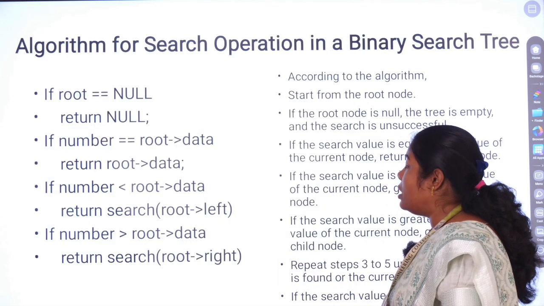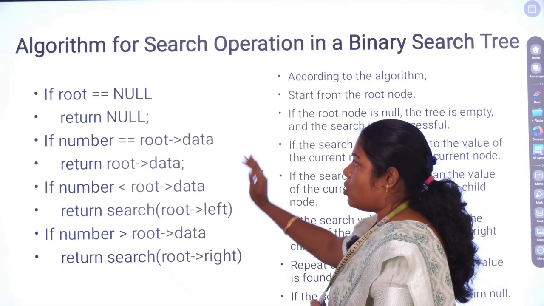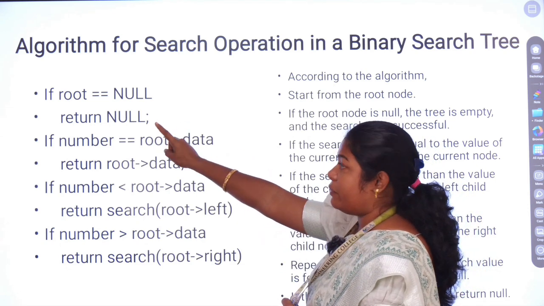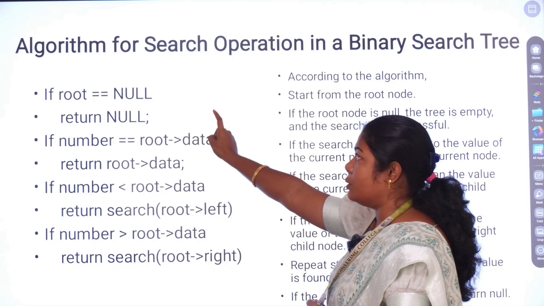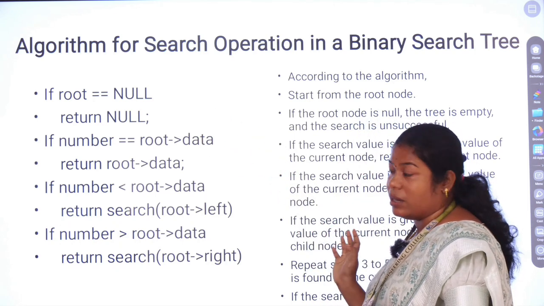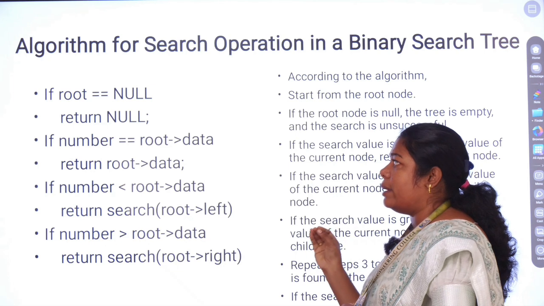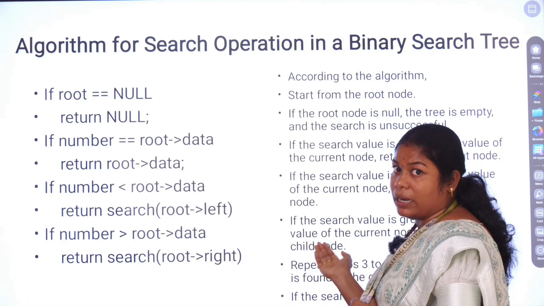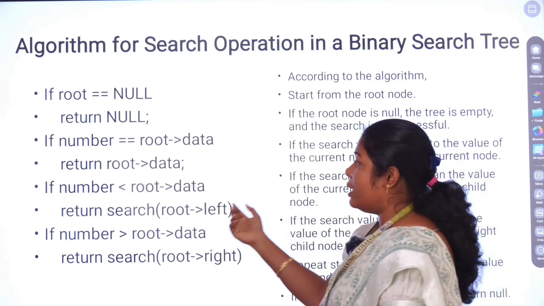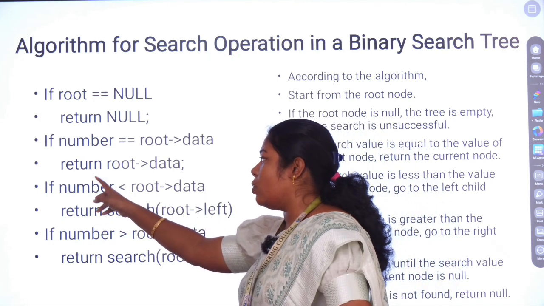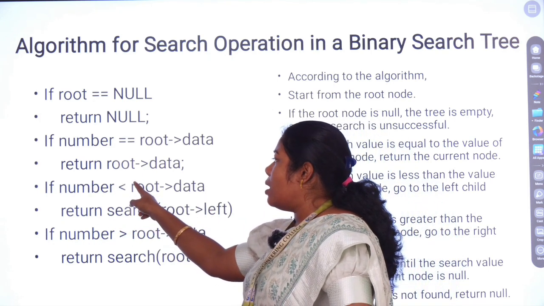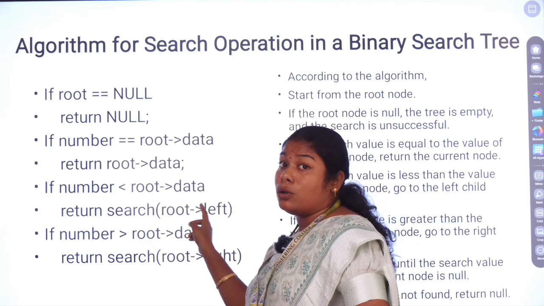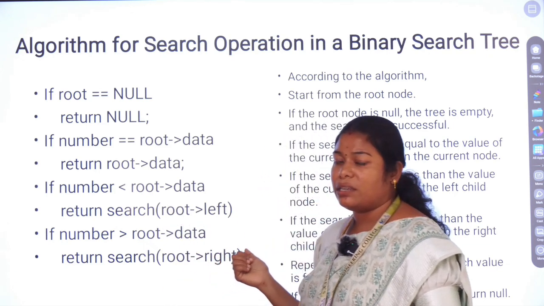in a binary search tree. This is the syntax, or the routine, of a binary search tree. I will check my first condition. If root is equal to null, I'll return null. Or else if my number or element is equal to root of data, then I'll return root of data as my number or element. Next, I'll check whether my number is less than root of data, which means I will return search root of left. That is the condition here, right?